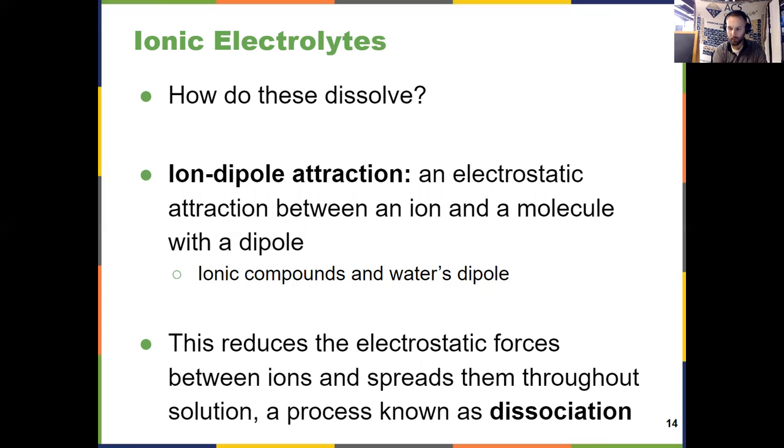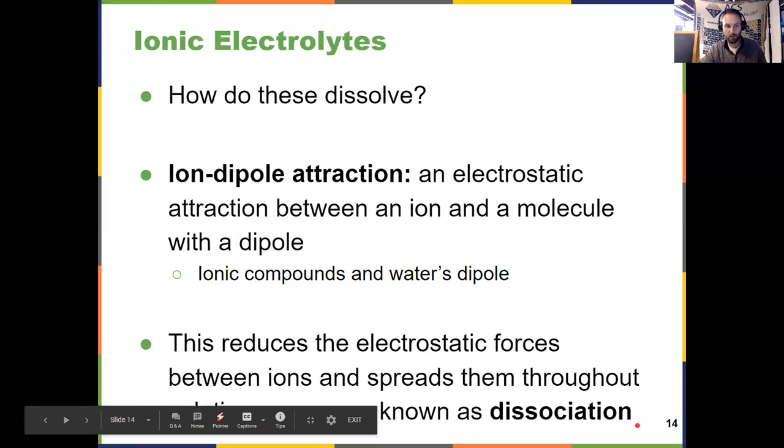Okay. So water, we know, H-O-H has a large delta positive on hydrogen, a large delta negative on oxygen. And so it has a permanent dipole. And therefore, those partial charges, partial positives or partial negatives, will interact strongly with an ion of the opposite charge. That reduces the electrostatic forces between the ions, thinking about this solvation process, and spreads them out throughout the solution. Okay? So that's known as dissociation.